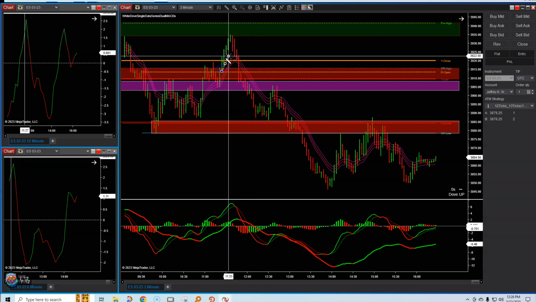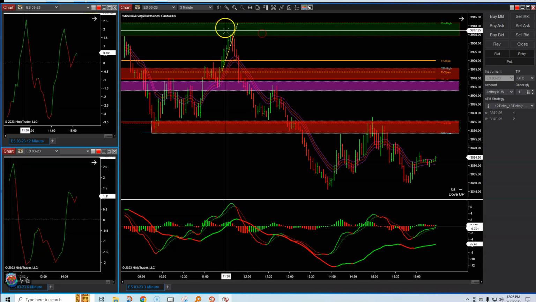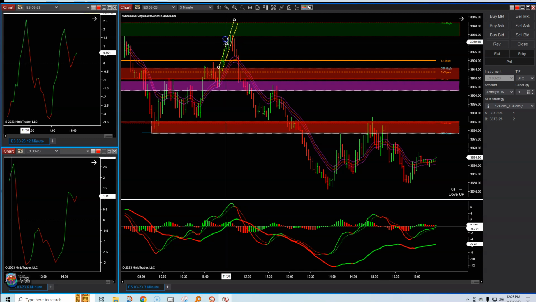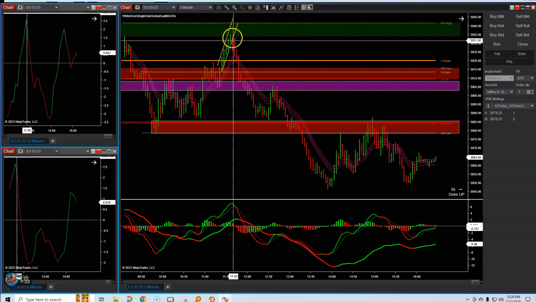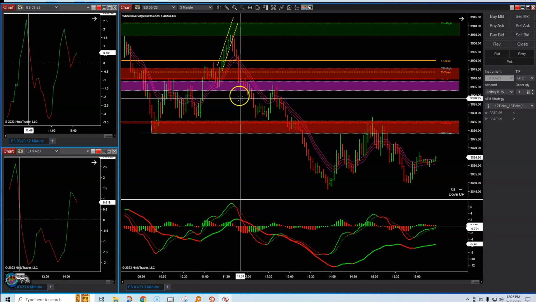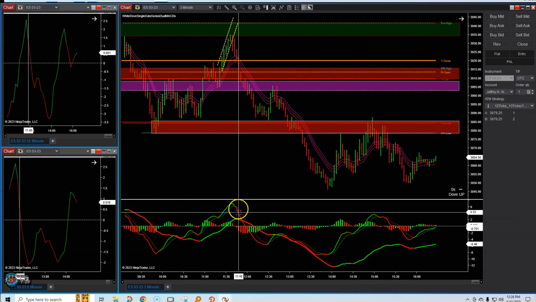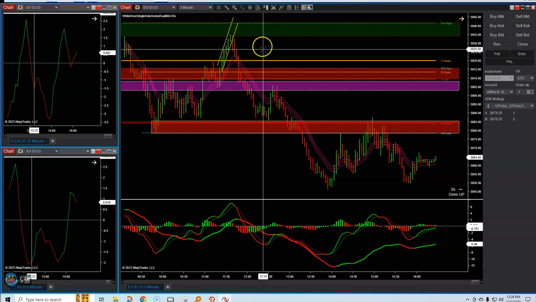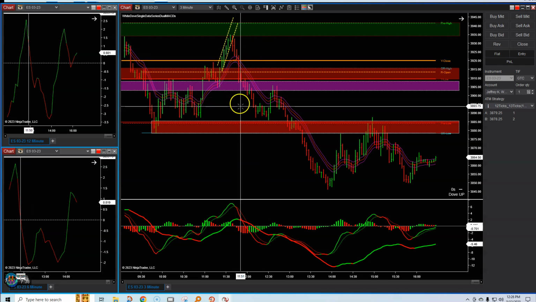We did have what looks like a bearish flag. Let me copy that, something like that. You can see how this bear flag broke to the downside, and then we had the confirmation with our MACD. So that would have been a greater risk, but let me show you what I do to try to mitigate some of my risk.